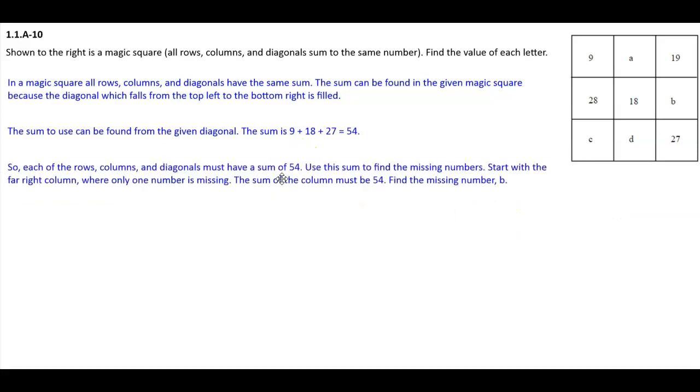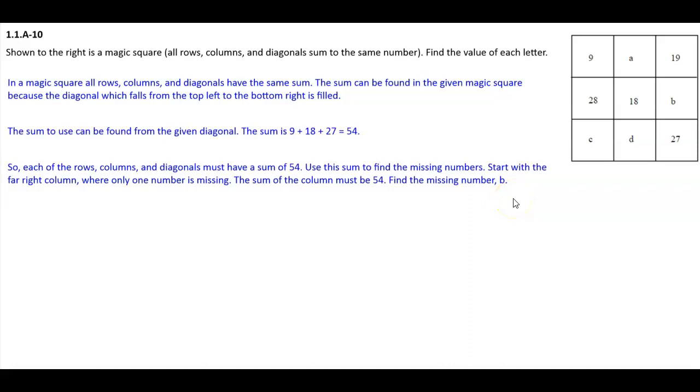So now each of the rows, columns, and diagonals must have a sum of 54. We're going to use this sum to find the missing numbers, and we're going to start with the far right column, where only one number is missing. You can see here that only one number is missing, which is B. So the sum of the column must be 54, so let's find that.